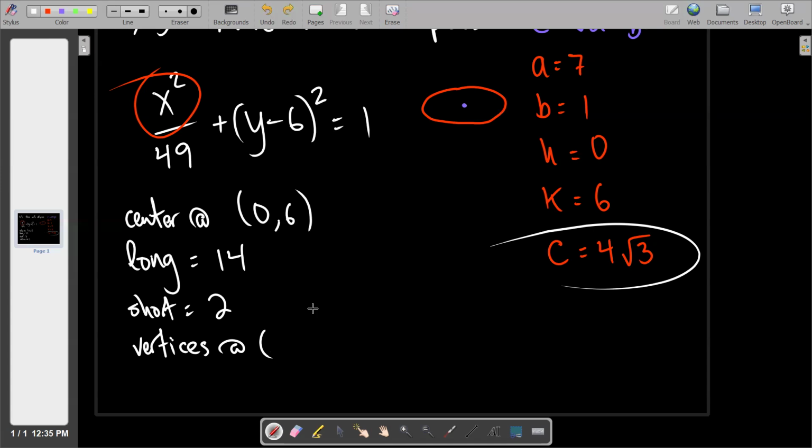So I could put vertices at something, 6, and something, 6, right? Yeah. So 7 and -7. That's correct.